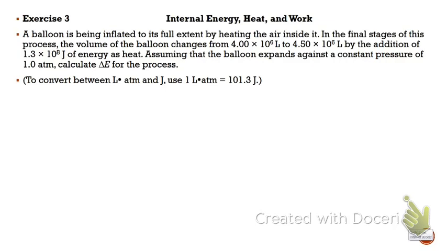Okay, so we have a balloon being inflated. In the final stages, the volume of the balloon changes from 4 to 4.5 times 10 to the 6 liters by the addition of some energy as heat. So Q, we added energy, so we know that Q is positive here. And then we have delta V, we changed volume. So delta V is 0.5. We're going to leave it at that, 0.5 times 10 to the 6 liters, because we can do that in our head.